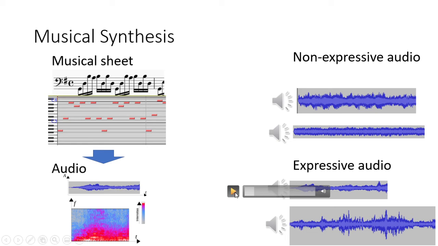And this is the non-expressive audio. Okay. And this is an example of expressive audio.